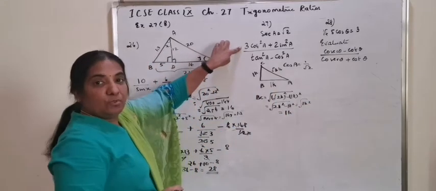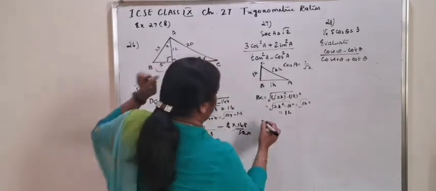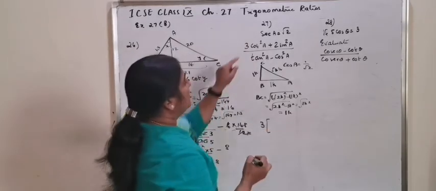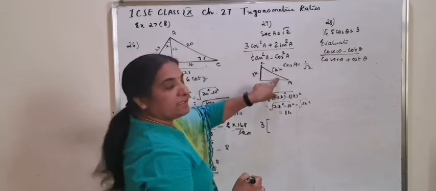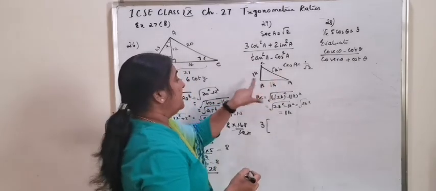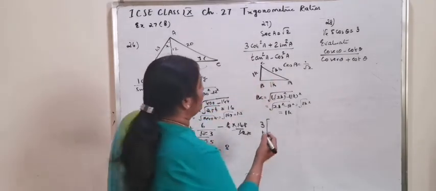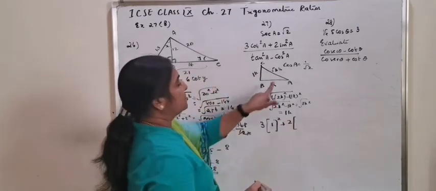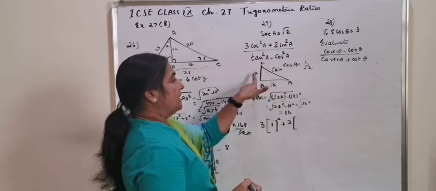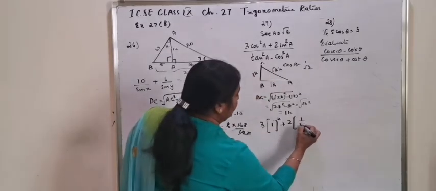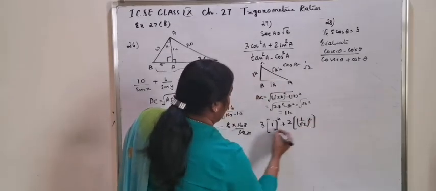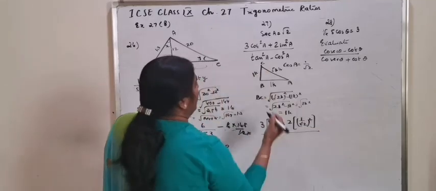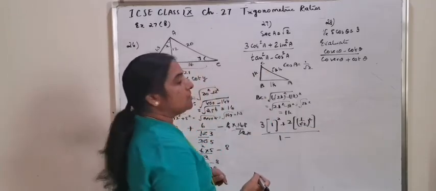Let's find out what the question is here. 3 into cot square A. Cot A is the reciprocal of tan A. Tan is 1, so cot is also 1. 1 square plus 2 into sin square A. Sin square A is 1 by root 2 the whole square, divided by tan square A, 1 minus cos square A.